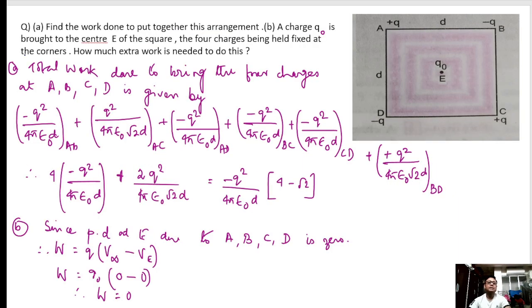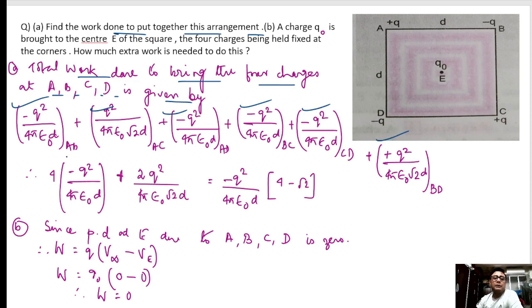Let's see the next sum, friends. The next sum says, find the work done to put together this arrangement. That means I want this arrangement. What is the work to be done? Fine. Now, total work done to bring the 4 charges given. So see, here we will take 6 pairs, as you can see. Pair 1, pair 2, pair 3, pair 4, pair 5, and pair 6.